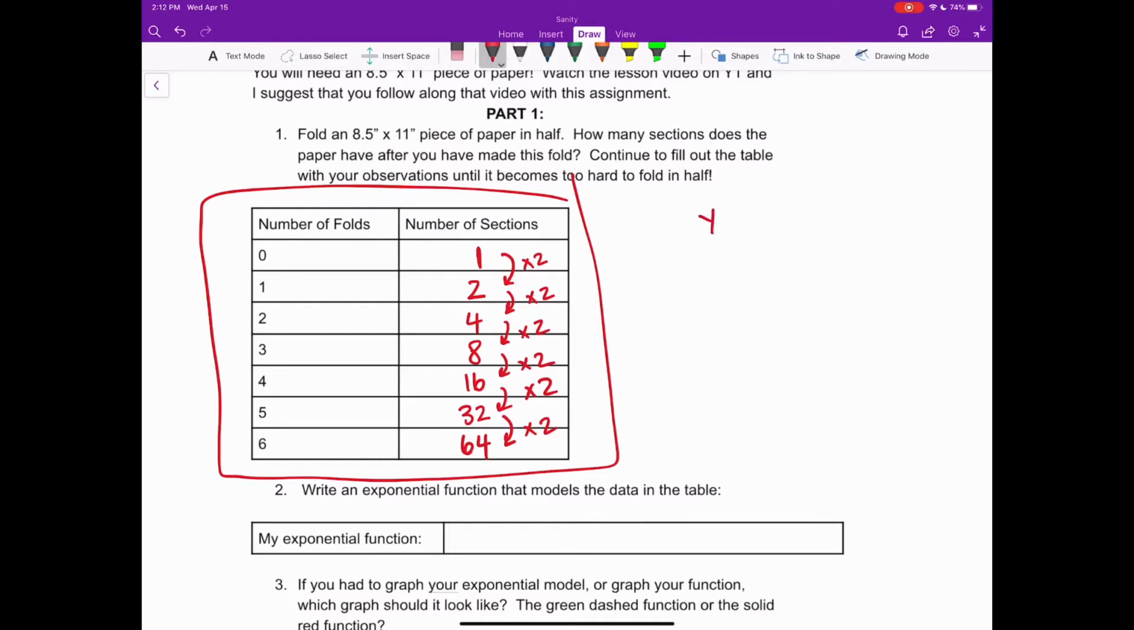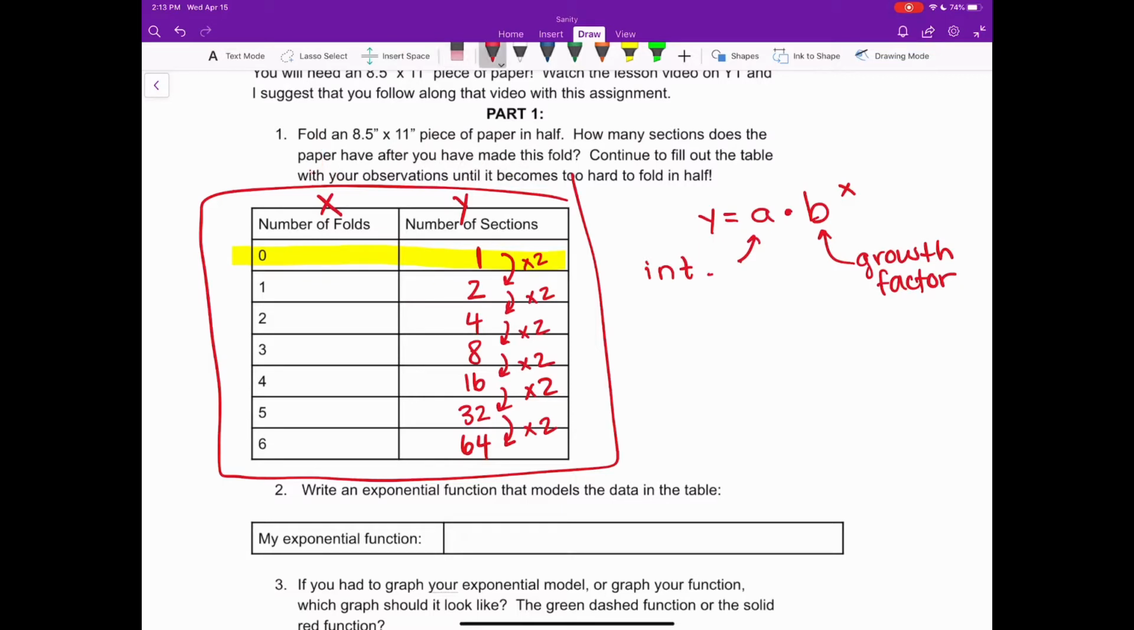Well, again, we know that exponential functions are of the form y equals a times b to the power of x. You've heard this a billion times, where a is our initial value and b is our growth or decay factor. I'm just going to call it growth factor. Okay, so our initial value is whatever we're starting with. It's where x equals 0. So from the table, I'm going to call number of folds x and number of sections y, just to assign some variables to this, our input and our output here.